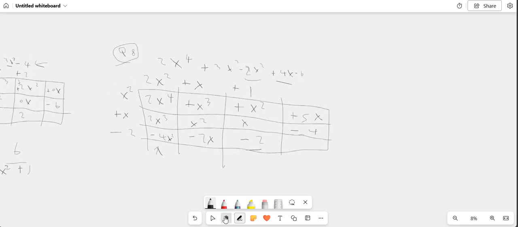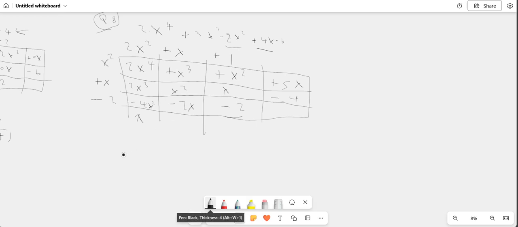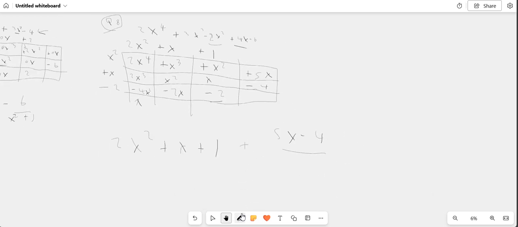So what's the remainder then? It divides perfectly to give us 2x squared plus x plus 1. And then the remainder is 5x minus 4, so plus 5x minus 4 over, obviously, the thing you divided it by, which is x squared plus x minus 2. Alright, question 9.